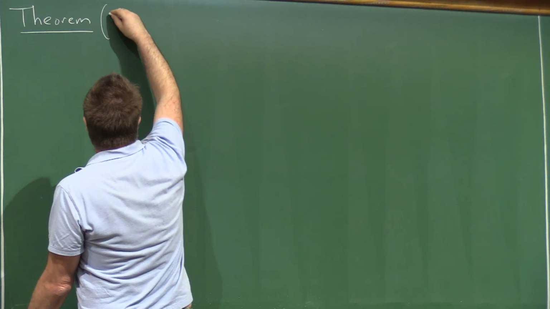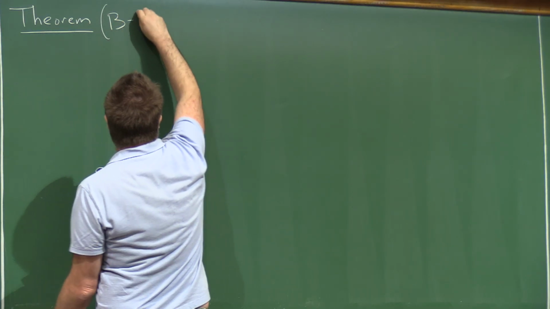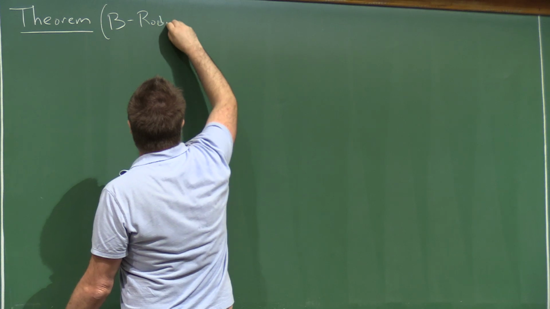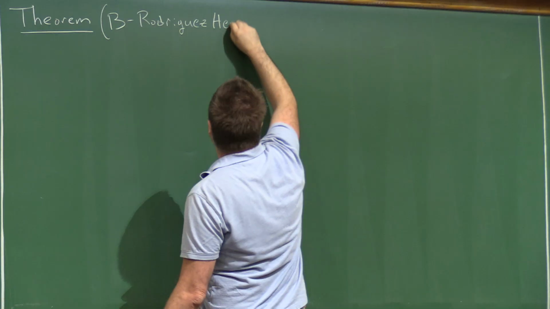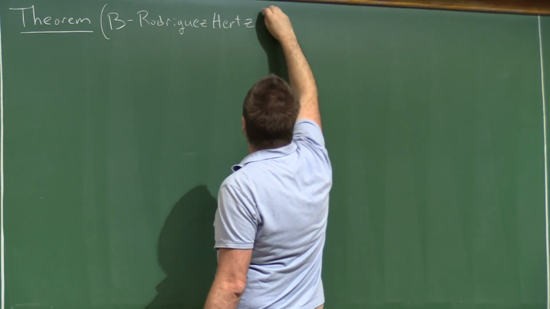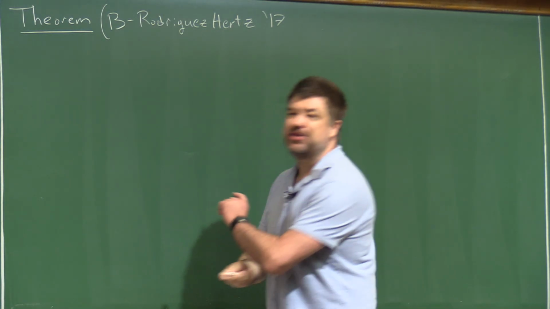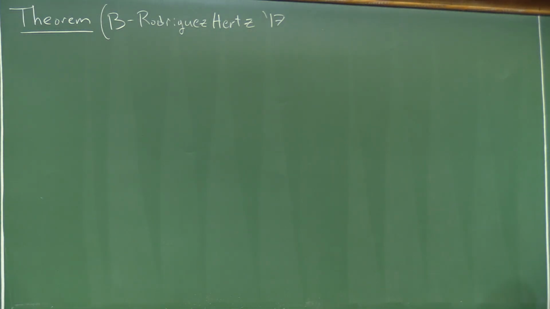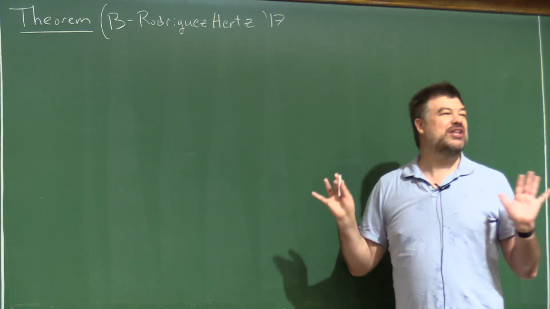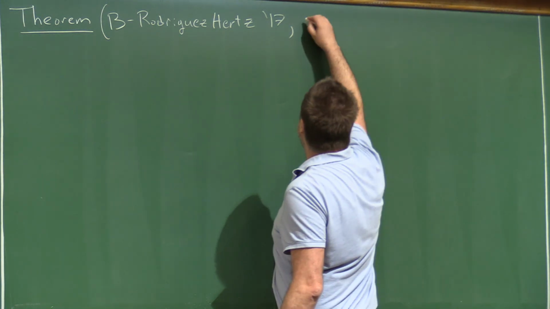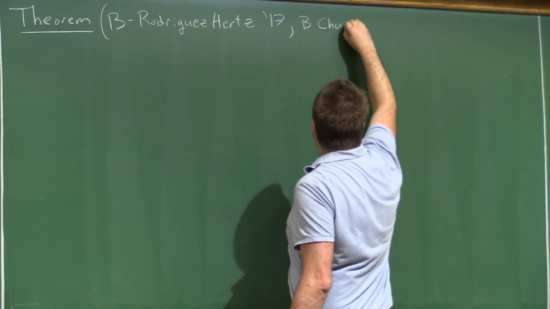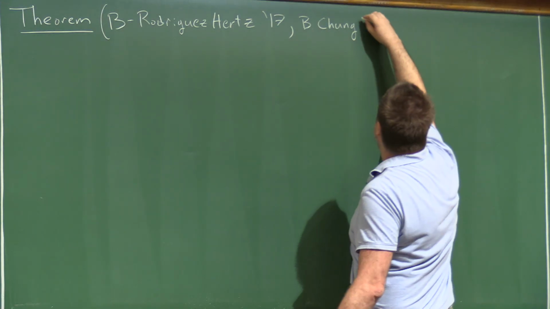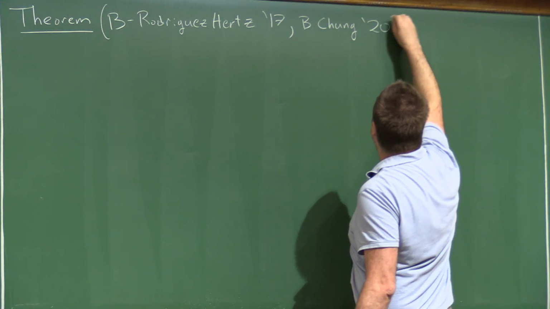So here's a theorem of myself and Federico Rodriguez-Hertz from a paper from 2017, but the theorem I'm going to write down doesn't appear anywhere in the paper. It follows from all the proofs, but it needed a little bit more cleaning up, and so some cleaning up was done by a student of Alex Eskin named Brian Chung, and his paper, he never published it, but it's on the arXiv.